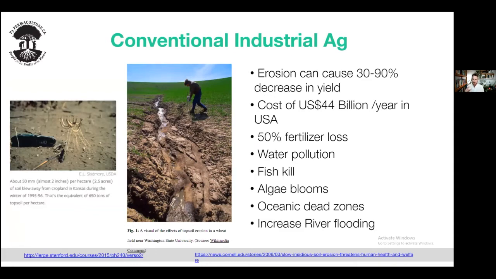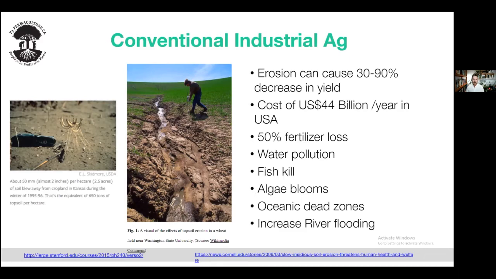If we look at other ways, the fact that we have only annual crops with very shallow roots and they're only in growth for a short period of time means that a lot of the time we have bare soil. So even this image is not bare soil, but the roots are too shallow to protect against the rain. So when the rains come, we have massive erosion. The erosion actually can decrease your yield by 30 to 90% in most industrial farms. And the cost of soil erosion annually in the US is upwards of $44 billion.